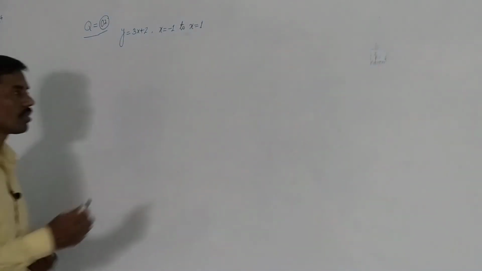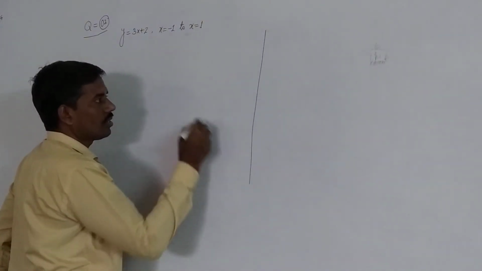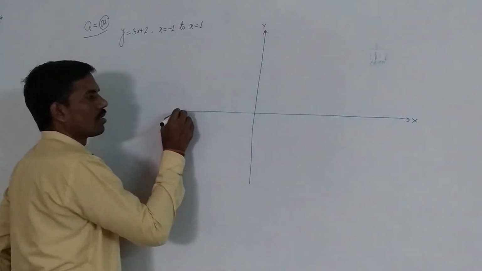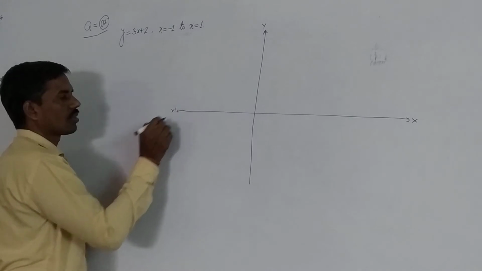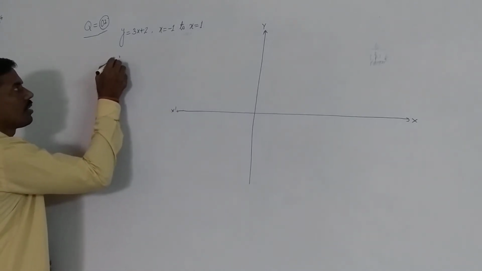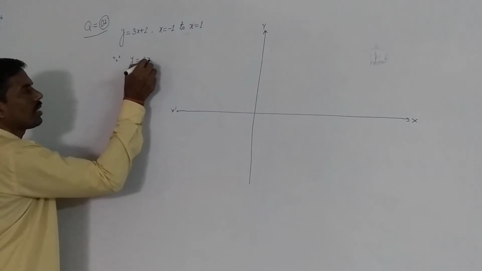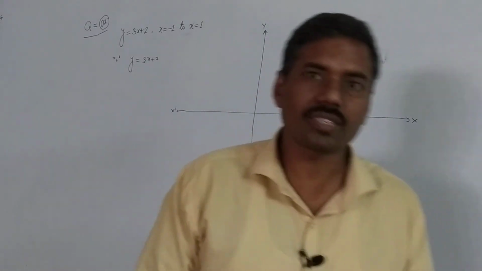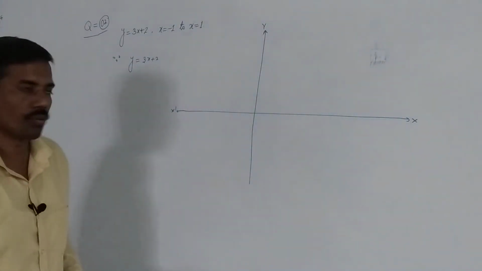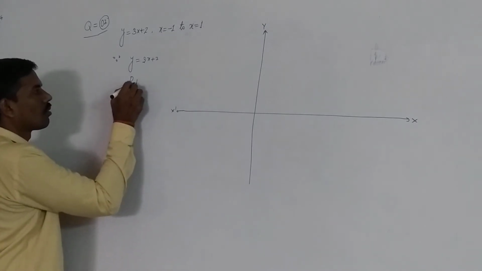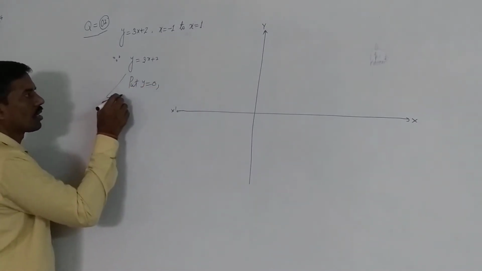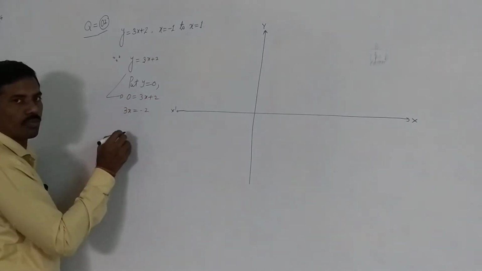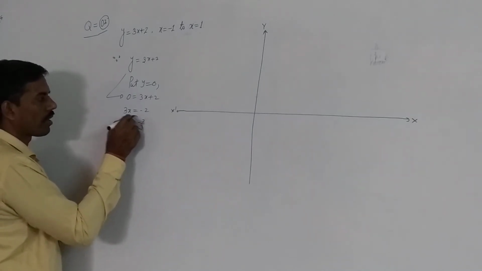Okay, how will we draw the graph? Let us see. This is the x axis and y axis, positive and negative. We know x'x and y'y. Since we are given y equal to 3x plus 2, for finding the coordinates of the point on the x axis, we have to put y equal to 0. We get 0 equal to 3x plus 2, so 3x is equal to minus 2, and we get x equal to minus 2 by 3.